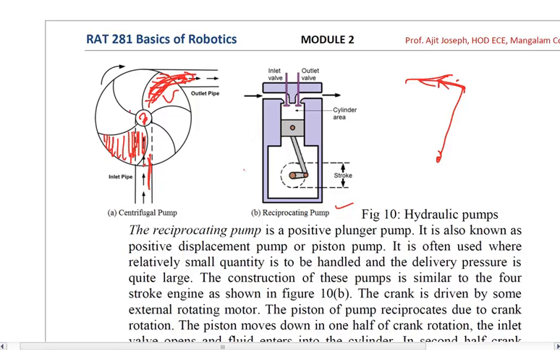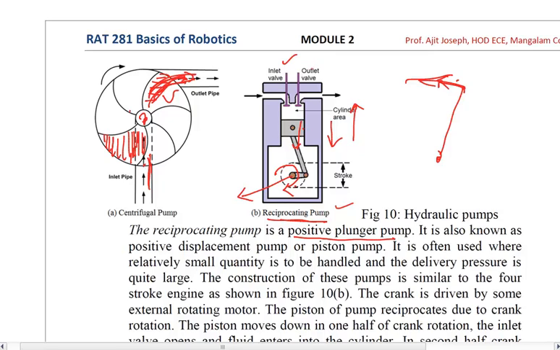Whereas in a reciprocating pump, also called a positive plunger pump, you have a piston arrangement which is connected to a motor. Now this can be connected to a motor, or it may even be connected to a diesel engine or petrol engine. Whatever be the case, if it is connected to a motor, it will rotate. As this is rotating, the piston will come down or move up. With each half stroke, the piston will move down, and with the next half stroke it will move up.